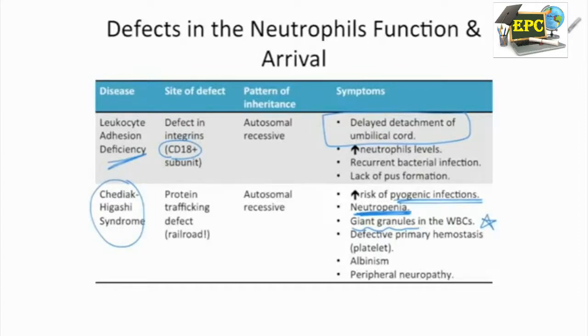Defective primary hemostasis, especially in the platelets. They will have albinism, and this can also be explained because of the protein trafficking defect. Melanocytes won't be able to spread their pigment into the skin cells. You will also have peripheral neuropathy, which is seen because the nucleus will have all the nutrients for the nerve, and it won't be able to send those nutrients into the periphery of the nerve. That's why they usually have peripheral neuropathy.